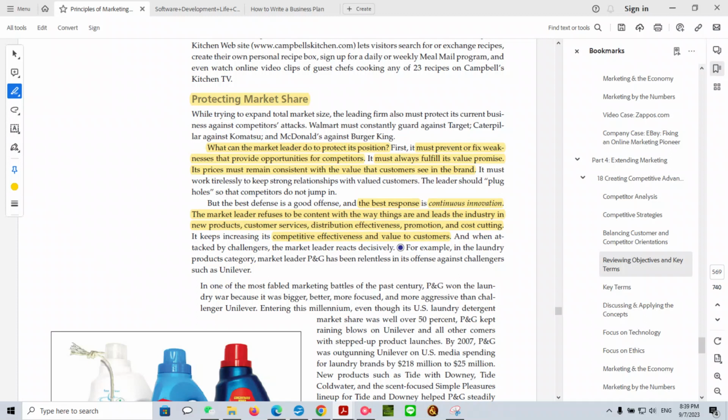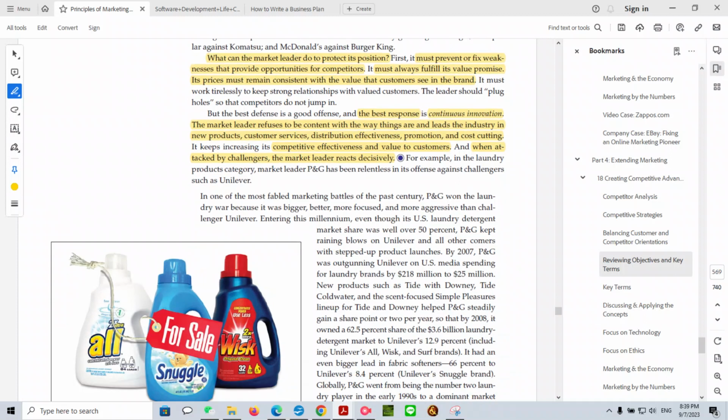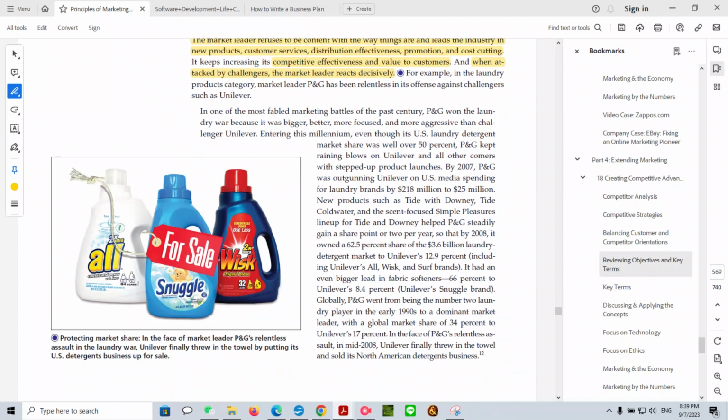For example, laundry detergent category market leader P&G has been relentless in its offense against challengers such as Unilever. In one of the most fabled marketing battles of the past century, P&G won the laundry war because it was bigger, better, more focused, and more aggressive than challenger Unilever. And so that's how it's competitive. Bigger, better, more focused, and more aggressive.